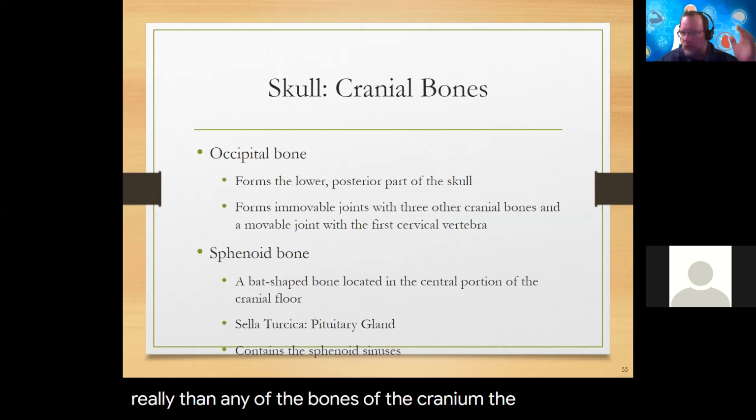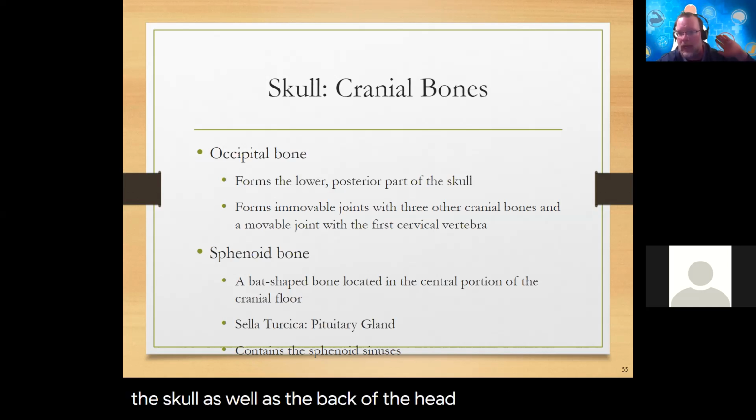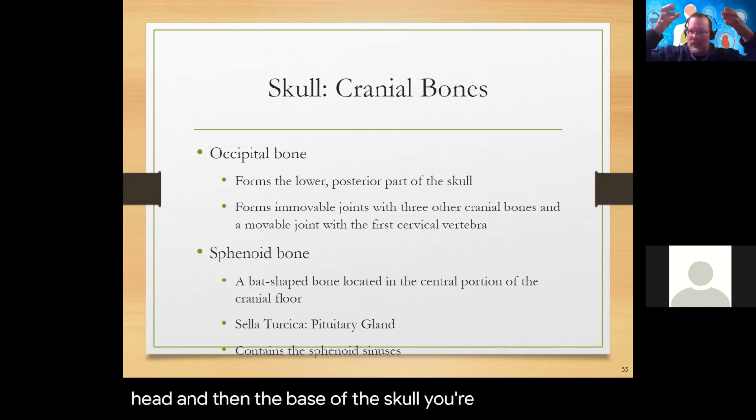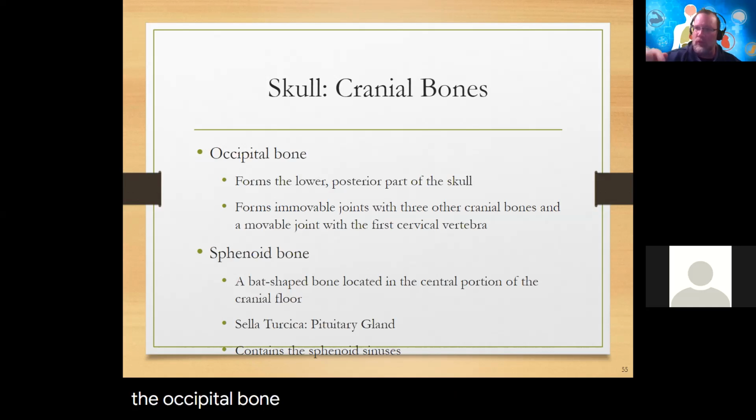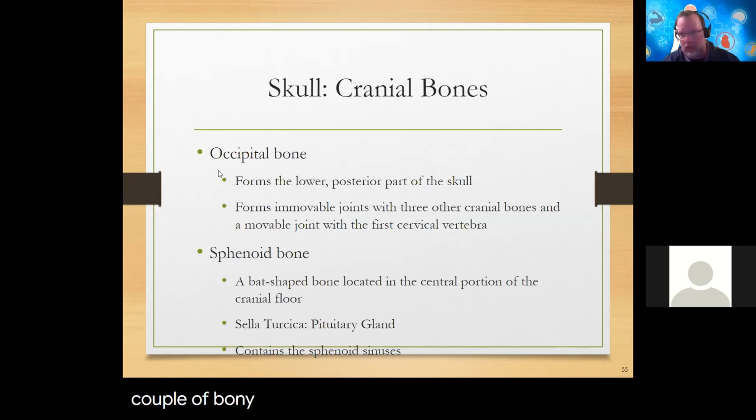The next cranial bone we'll see is the occipital bone. That forms the base of the skull as well as the back of the head. So the back of the head and then the base of the skull. Your skull sits on top of your vertebral column, and it's the occipital bone that's going to articulate or be connected with your vertebral column. Okay, so that has a couple of bony landmarks that we'll see.